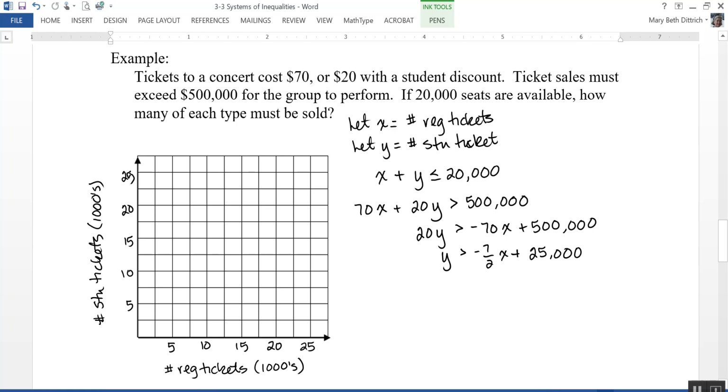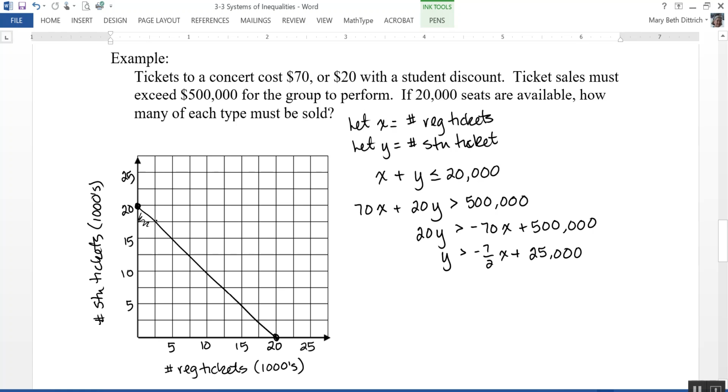Now my first inequality, x plus y equals 20. My x and y intercepts are each 20, so (20, 0) and (0, 20). That's going to give me a dot here and a dot here, and I can just draw that line. That's going to have a slope of -1. If I can go through the boxes, that's pretty close. And my shading is going to be below that line since it has to be less than that.